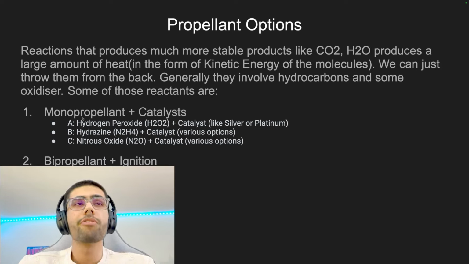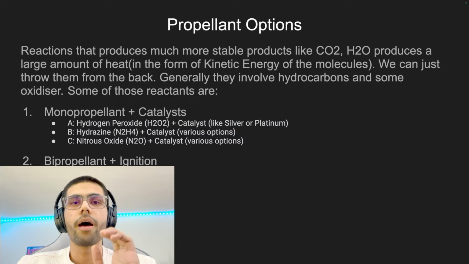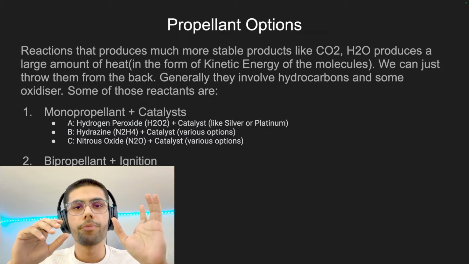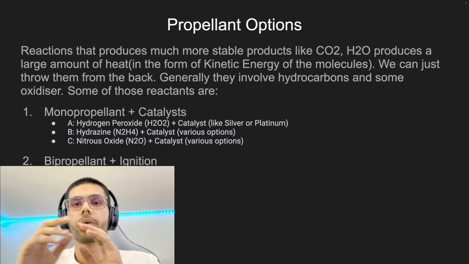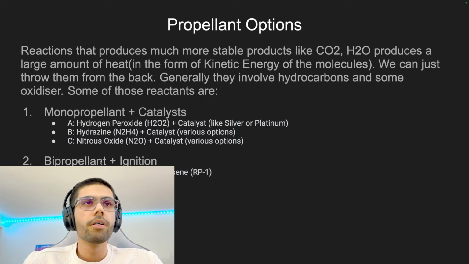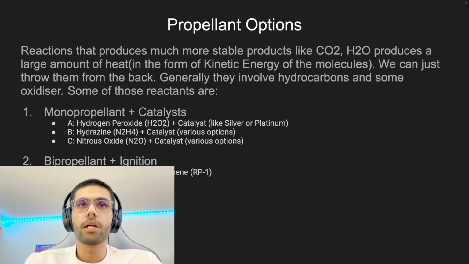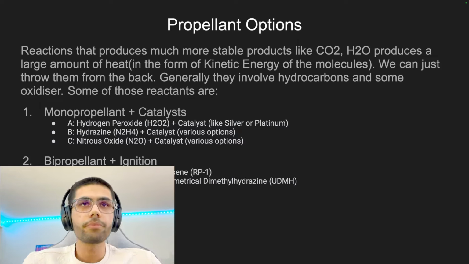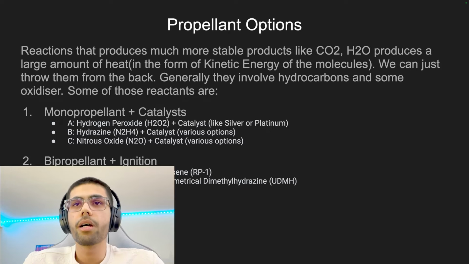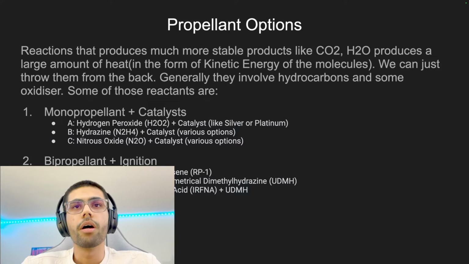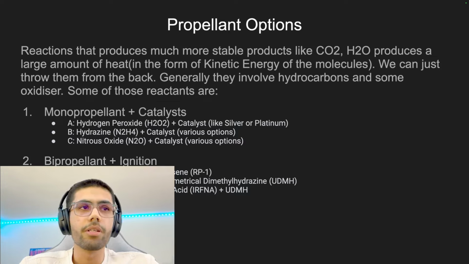Now, what if we don't want to use a monopropellant and catalyst? We can go to the bipropellant and ignite two propellants together. We're going to mix fuel and oxidizer together and then ignite them. So we can use liquid oxygen with kerosene. Aerospace grade kerosene is called RP1. Or we could use nitric acid with unsymmetrical dimethyl hydrazine, or inhibited red fuming nitric acid with again unsymmetrical dimethyl hydrazine.